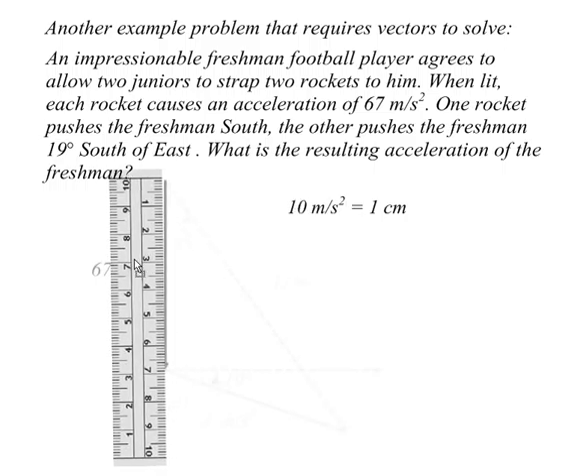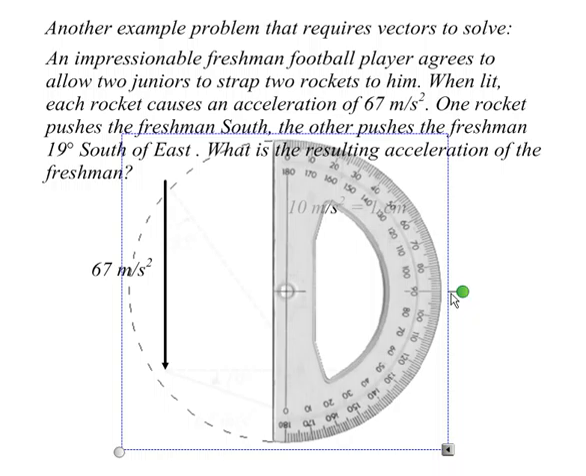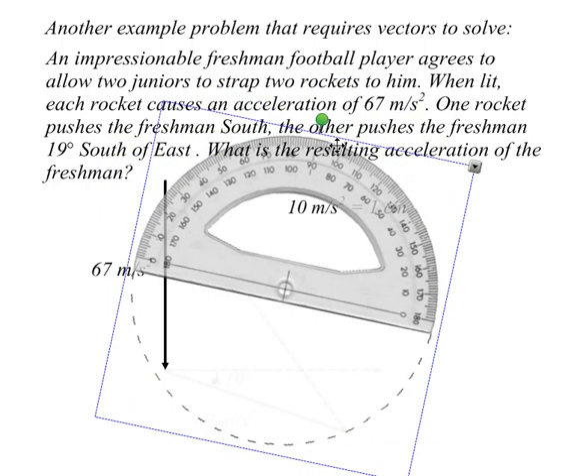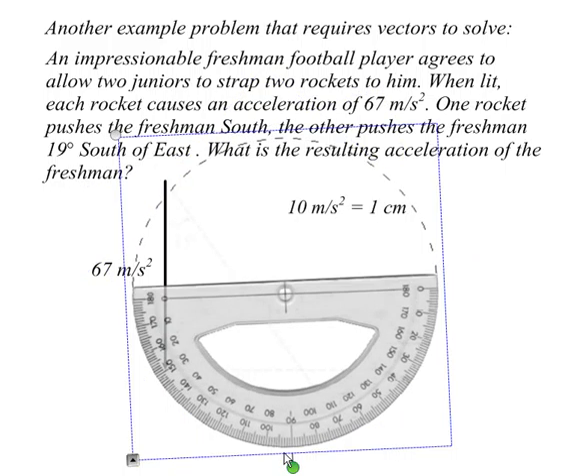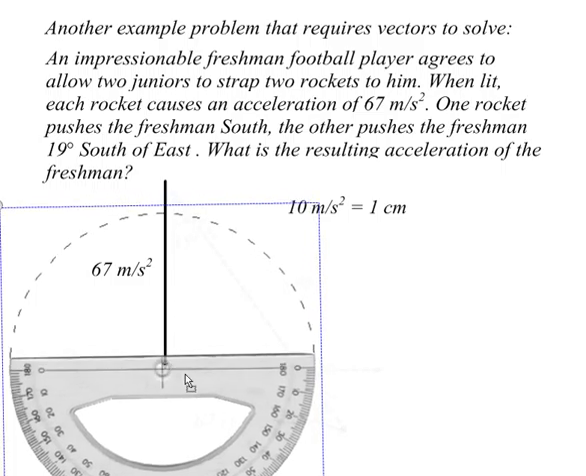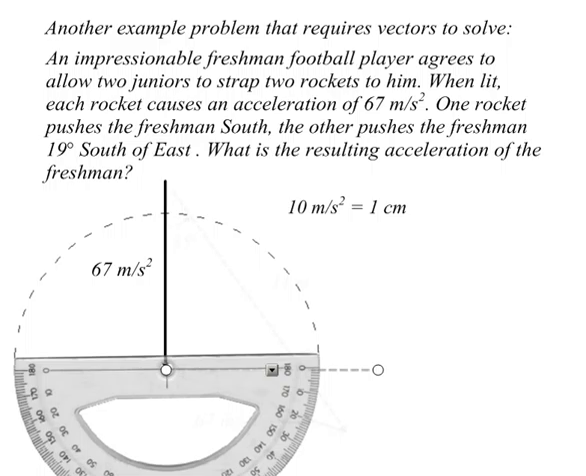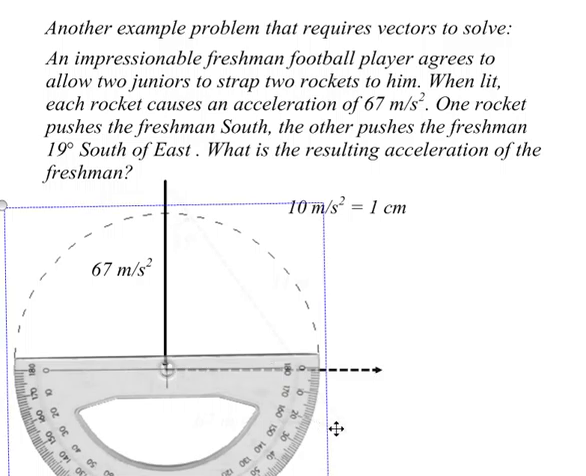You can see when we bring in the ruler here, that length. Now, this vector represents the 67 meters per second south. To get the other acceleration that is south of east, we would need to orient our protractor so that 0 points east from here. You can see that right now 0 is pointing east. And then we could measure out the 19 degrees here and draw the direction of the other vector. That vector would have to come out somewhere here.